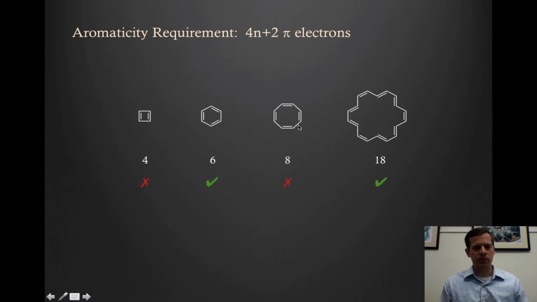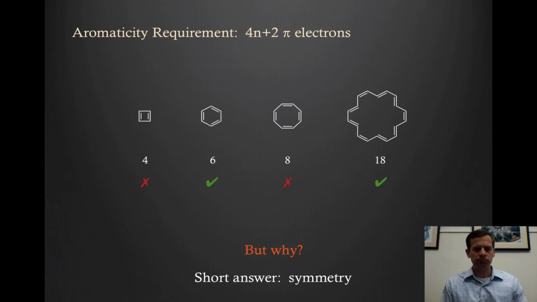8 does not fit the rule, cyclooctatetraene is not aromatic, and 18 does fit the rule. Okay, so we can see examples, and there's many more examples that we could give, but that's the pattern for the electrons. But okay, so that's just an empirical result, but the question is why? Why is this magic number of electrons so important?